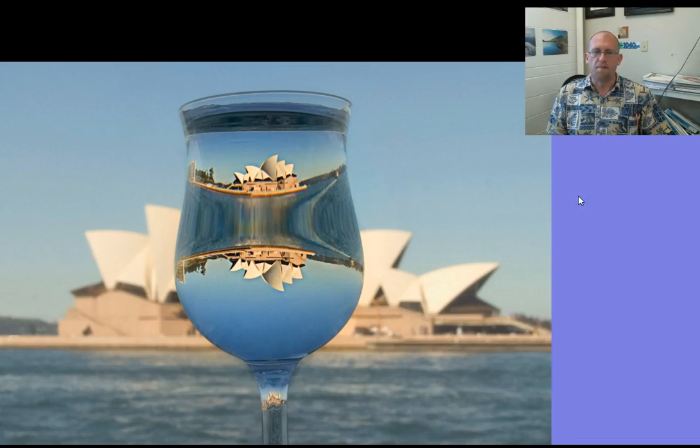Okay. Here we have an example of total internal reflection as well. You're looking through a glass of water at the Sydney Opera House, and you see the Sydney Opera House just refracted through the water in the top. But in the bottom, you're actually seeing a reflection of the refraction. This image bounces off the meniscus of water up here and comes back down to your eye, and you see the Opera House twice. And that's another example of total internal reflection.